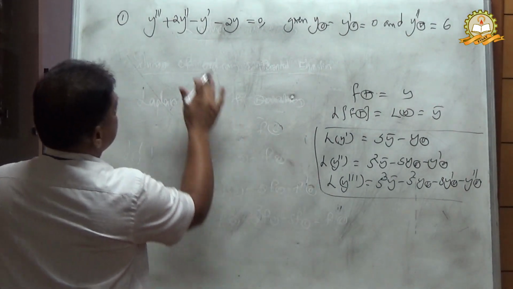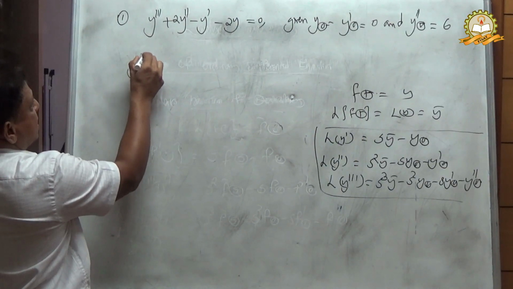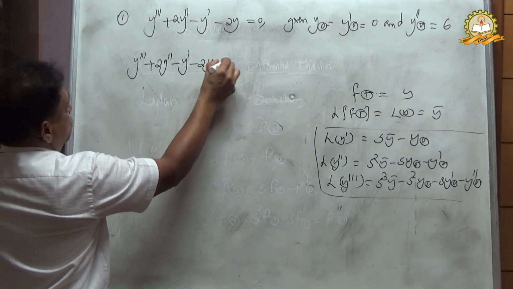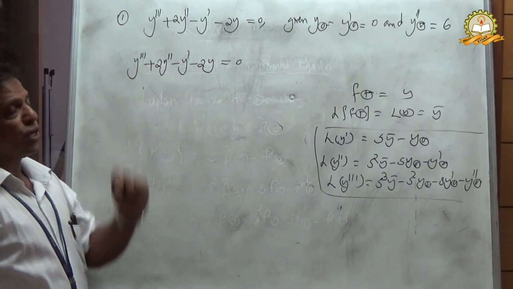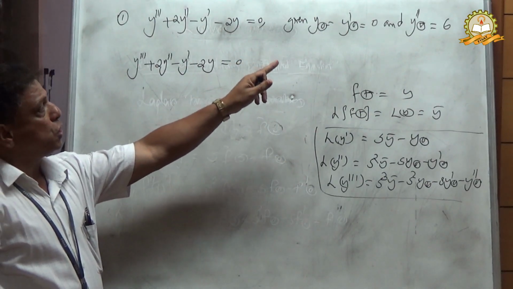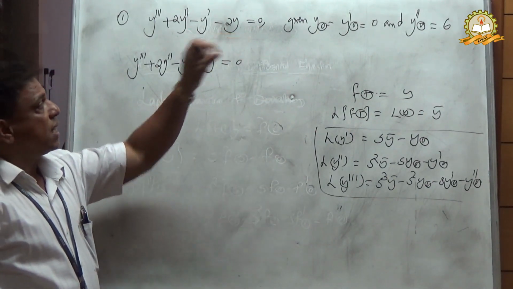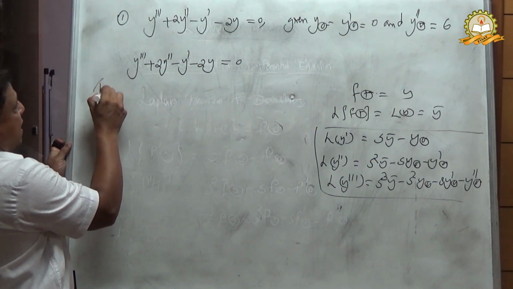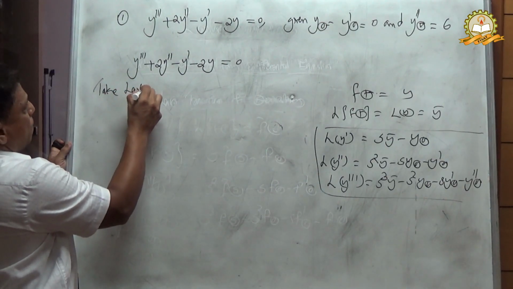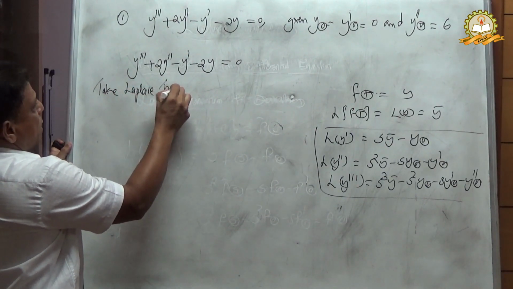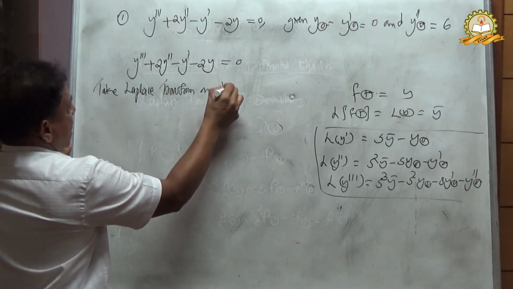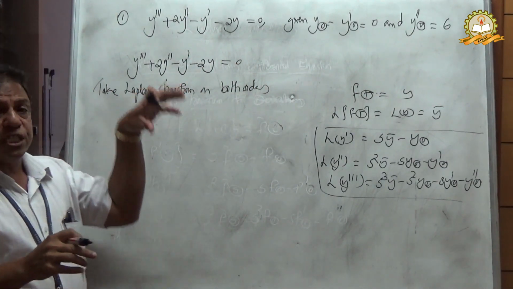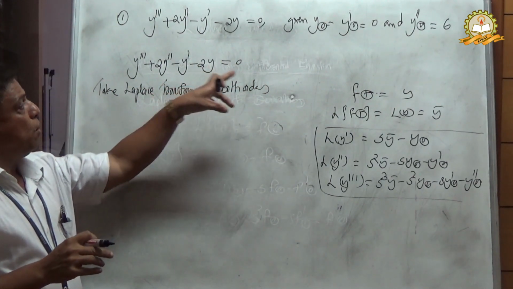For that, first we take the equation y triple dash plus 2y double dash minus y dash minus 2y is equal to 0. This is the ordinary differential equation. y0 is equal to y dash 0 is equal to 0 and y double dash 0 is equal to 6 are the initial conditions. Here we take Laplace transform on both sides. To solve the ordinary differential equation, the first step is taking Laplace transform on both sides.